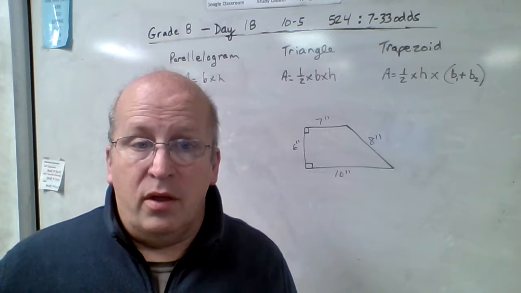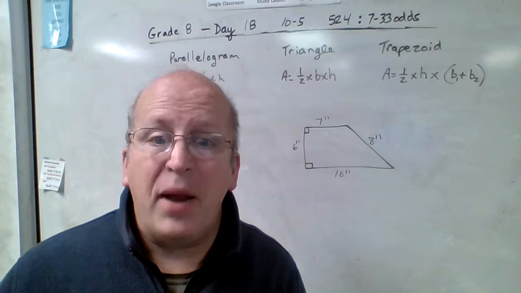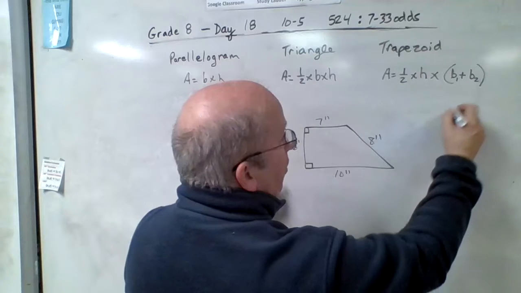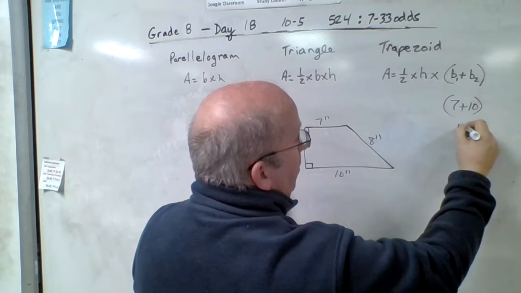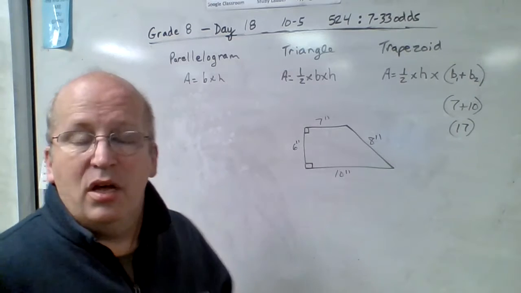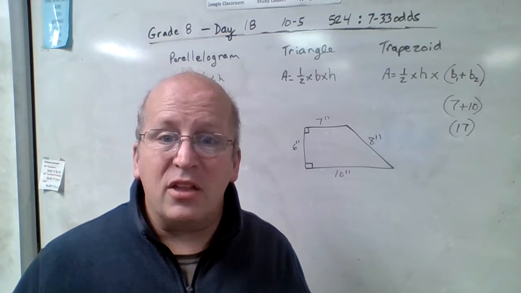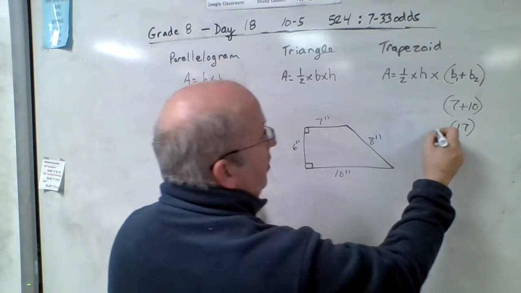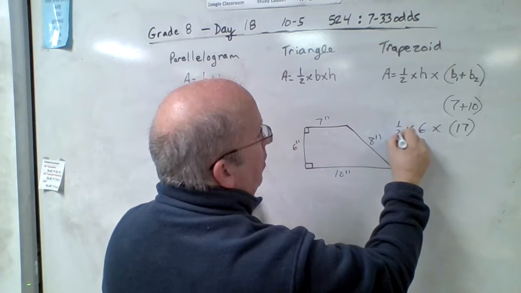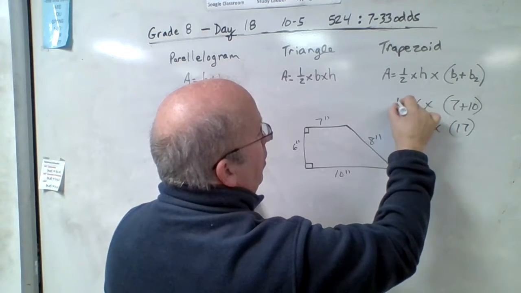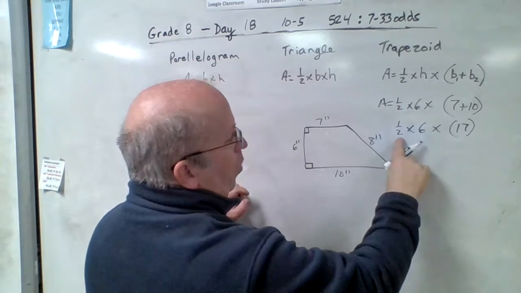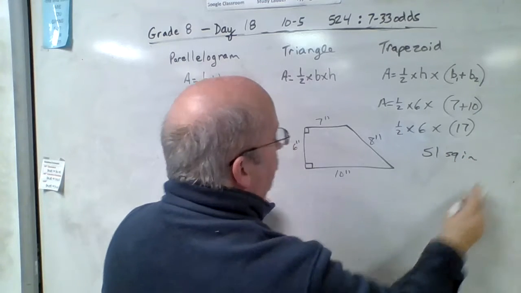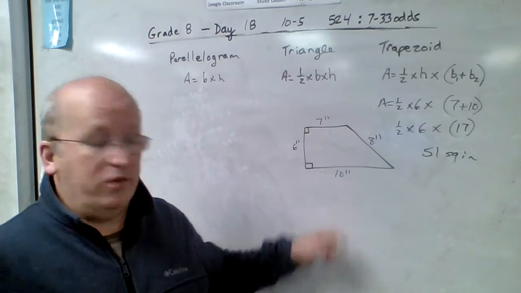Well, how do you find the bases? The bases are the two sides that are parallel to each other. So in this case, it's the 7 and the 10 that are the bases that get added up. And what's our height? Our height is the perpendicular distance between the two bases. So what is our height? Our height is the 6. So 1/2 of 6 is 3. 3 times 17 is 51. This particular shape would have an area of 51 square inches.